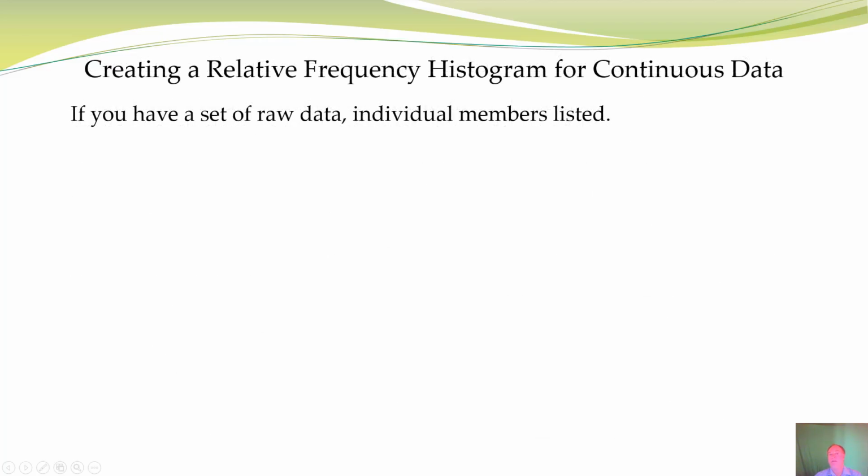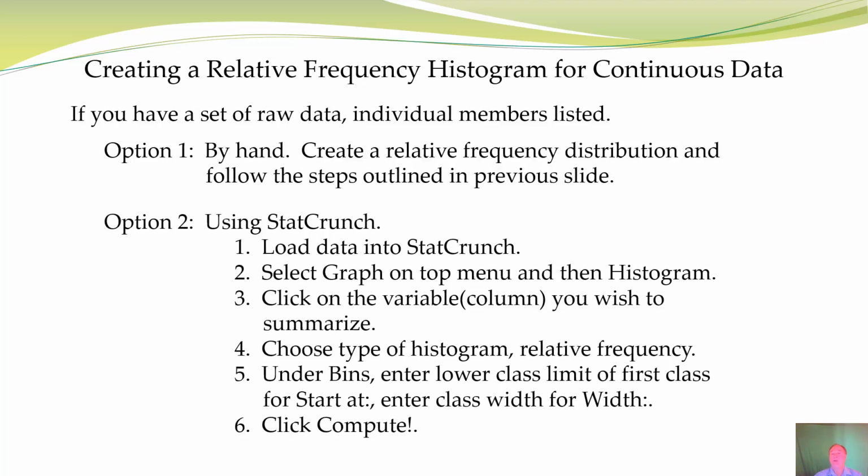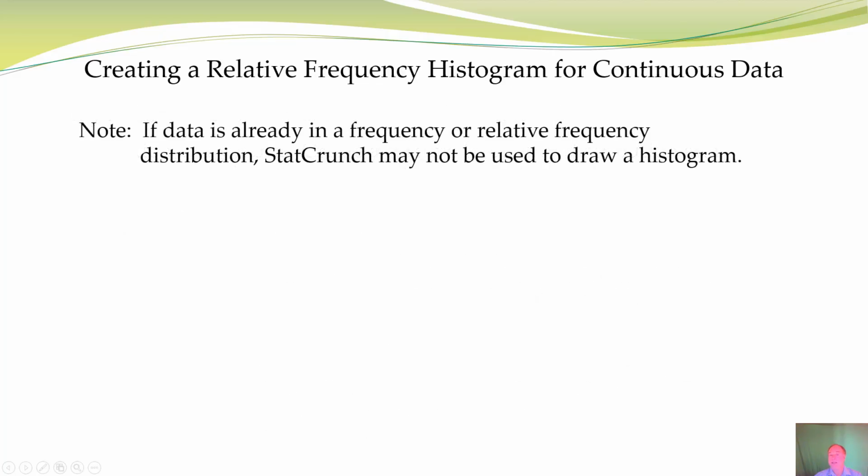Now, what if you have a set of raw data? Well, option 1 is by hand. Create a relative frequency distribution and follow the steps outlined in the previous slide. You can do it by hand. We could also use StatCrunch. You notice these directions are going to be exactly the same as what we just did for a frequency, except for now we're going to choose relative frequency. And once again, if the data is already in a frequency or relative frequency, StatCrunch is no good.